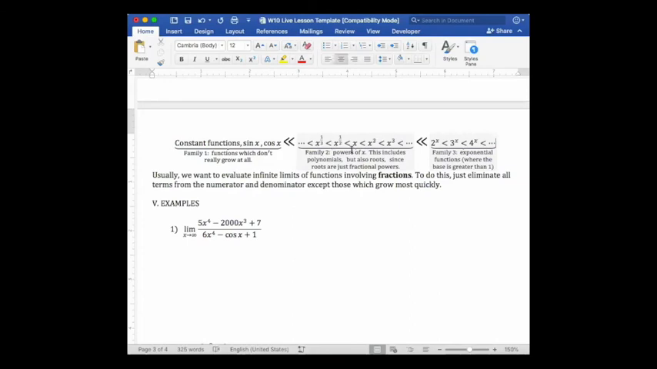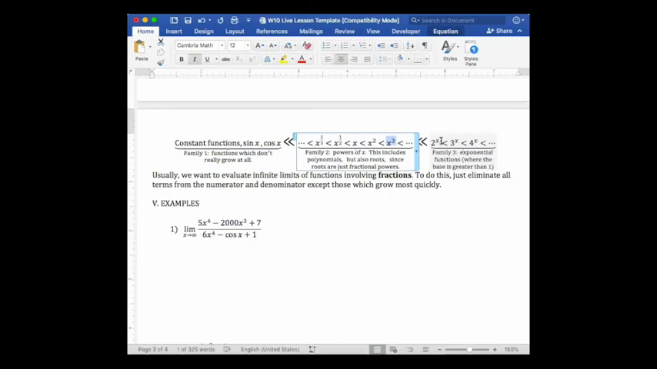And within this family, the ordering within the family is determined by the exponent, right? So what I'm saying here with these less than signs is that this guy here, the x to the 1/2, grows more quickly than x to the 1/3. And plain old x, which is like x to the 1, grows more quickly than x to the 1/2, and x squared grows faster, and x to the third grows faster still, and so on.